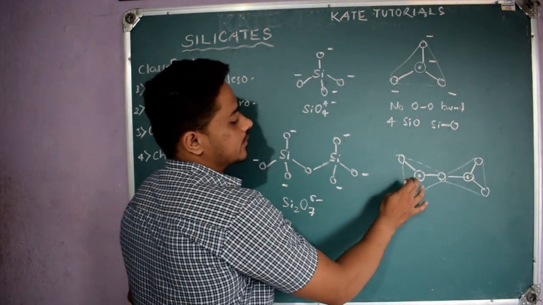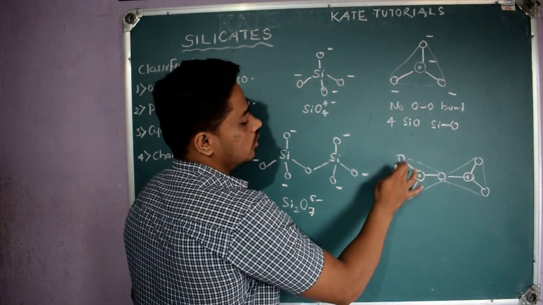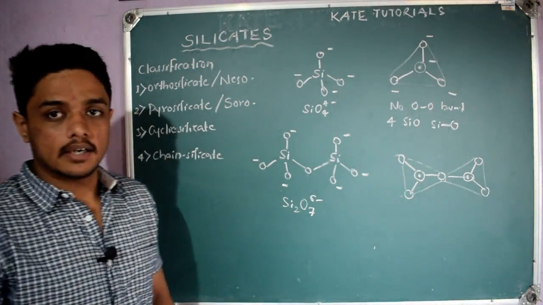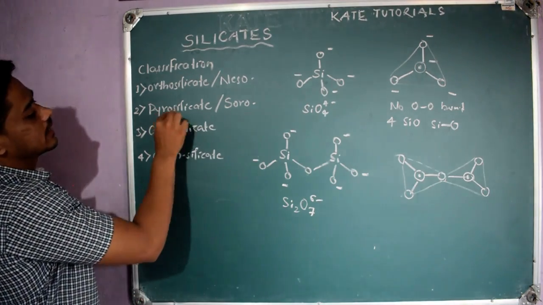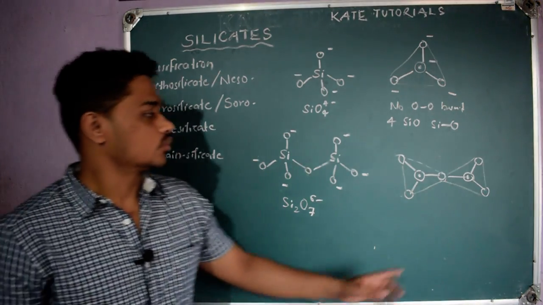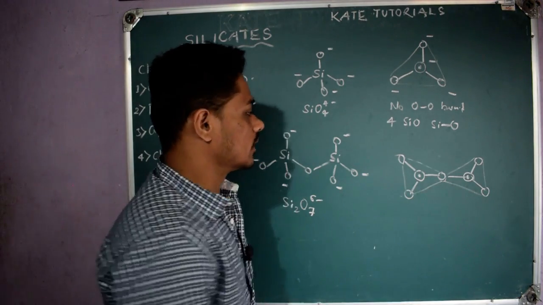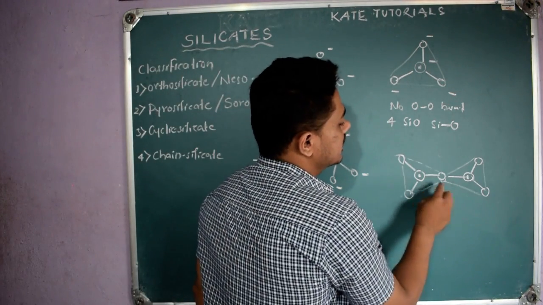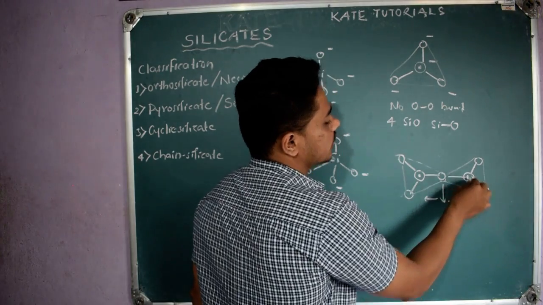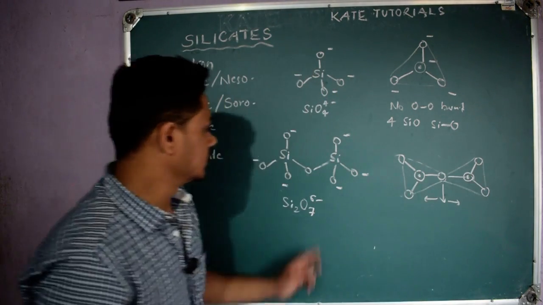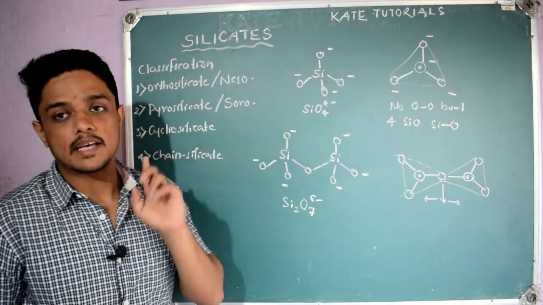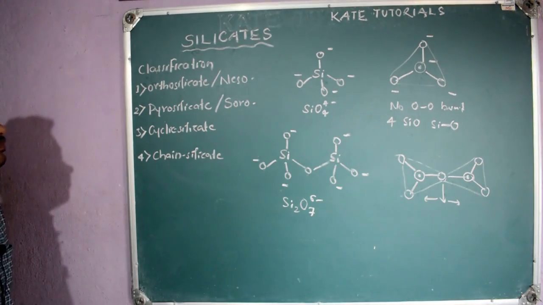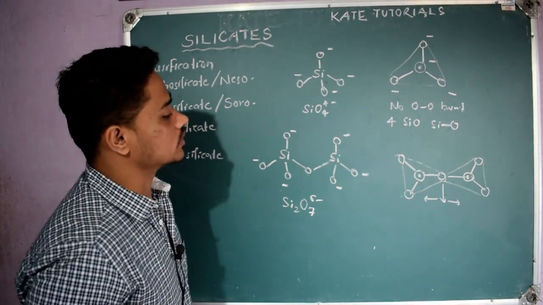But here it means only Si-O bonds are there, no oxygen bond. In exams they may ask how many oxygens will be shared in pyrosilicates. You should tell only 1 oxygen, only this oxygen, right? That will be shared between this unit and this unit, this silicon and this silicon. See here, this oxygen is shared with this silicon and this silicon. That is the important thing you should know. So this is about pyrosilicate.